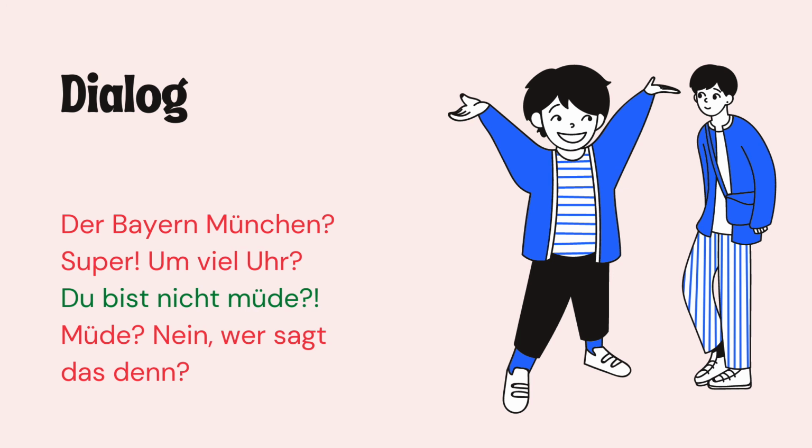So then the other person who didn't want to go for walking, he said, oh, the Bayern München. Great. What time? Then the other guy said, you're not tired. Tired? No. Who said that? So this is a very good example of how imperative form is used in everyday conversation.